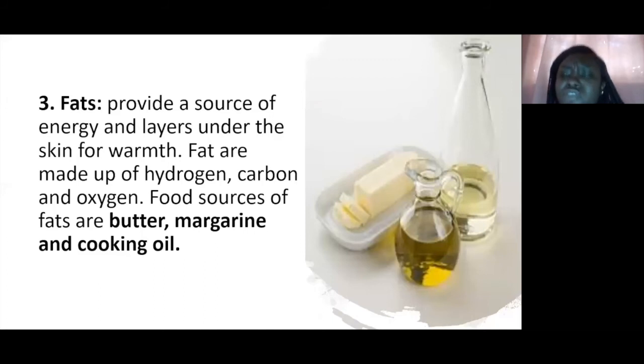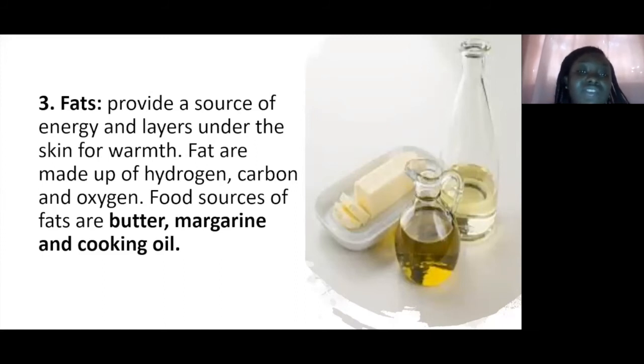What was our first nutrient? Carbs. Very good, Neon. Carbs. Yes. Carbohydrates. Remember, guys, we said that carbohydrates are our main or our most essential source of energy. However, fats do provide a good source of energy, and they also work to provide a layer under the skin for warmth. Okay, so we need our fats to stay warm, provide that layer.